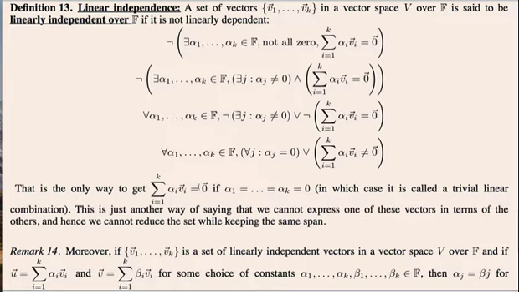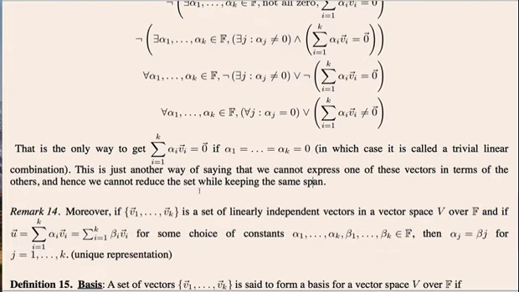So the only way to get 0 from the linear combination is if all the coefficients are zeros. And this is just another way of saying that we cannot express one of these vectors in terms of the others. Because if we could, then we could have a non-trivial linear combination giving the 0 vector. And then it also means that we cannot remove a vector from the set while keeping the same span.